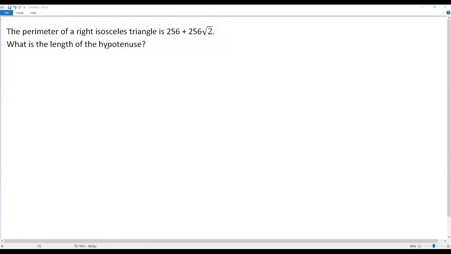Here we have a SAT math problem. Okay, let's go to the question. The perimeter of a right isosceles triangle is 256 + 256√2. What is the length of the hypotenuse?